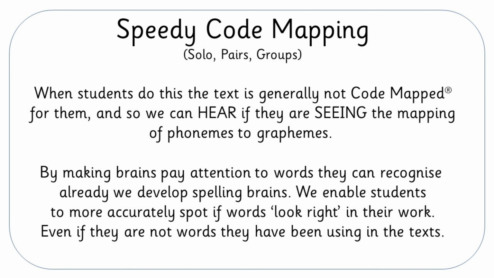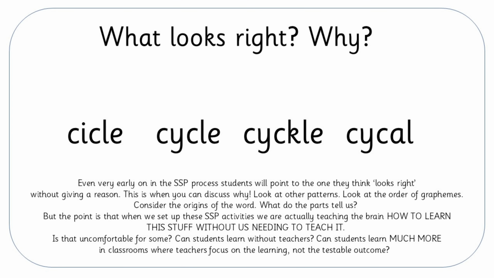When they're doing this, you need to go round and you need to listen to how well they are doing this. We can hear if they are seeing the mapping of phonemes to graphemes effectively. That is huge. Students who use that activity very, very quickly recognize when a word doesn't look right, including in their own writing.